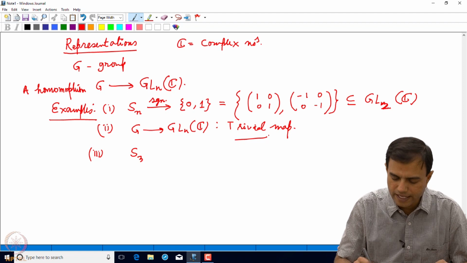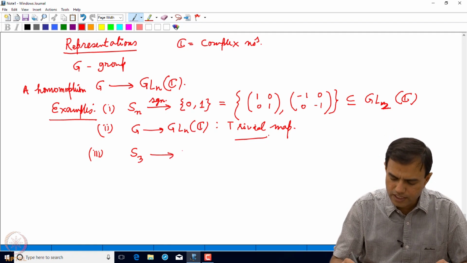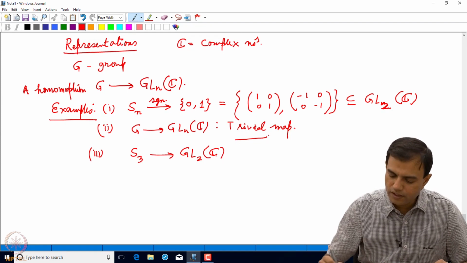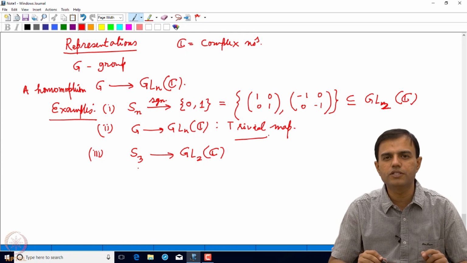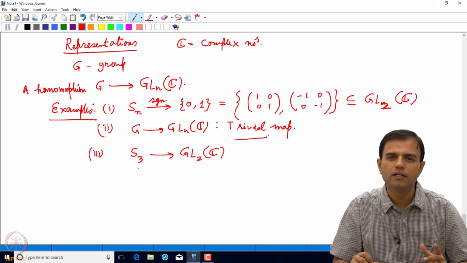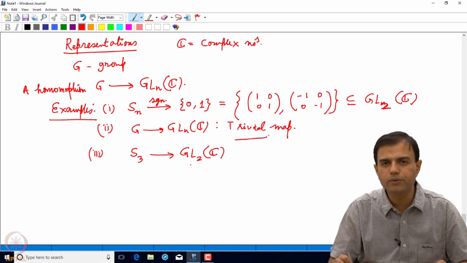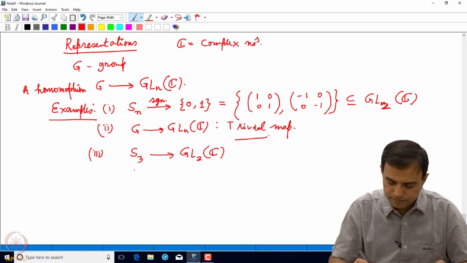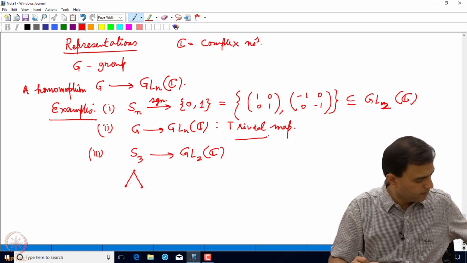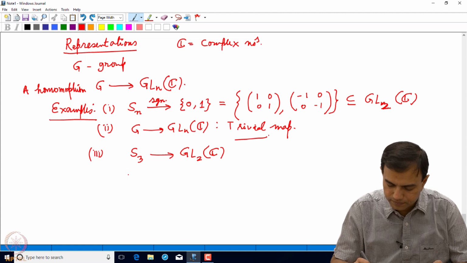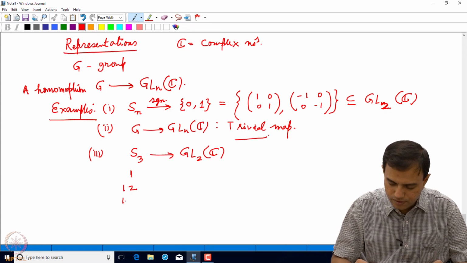This time let me concretely take S3. So from S3, this time I am taking values in GL_2(C). I can think of S3 as permutations of 3 objects, or the rotations and flippings, so symmetries of a triangle. There are 6 symmetries of the triangle, and accordingly you map each to a corresponding matrix. So let me write it in this form: you have 1, (1 2), (2 3), (1 3), (1 2 3) and (1 3 2), like this.